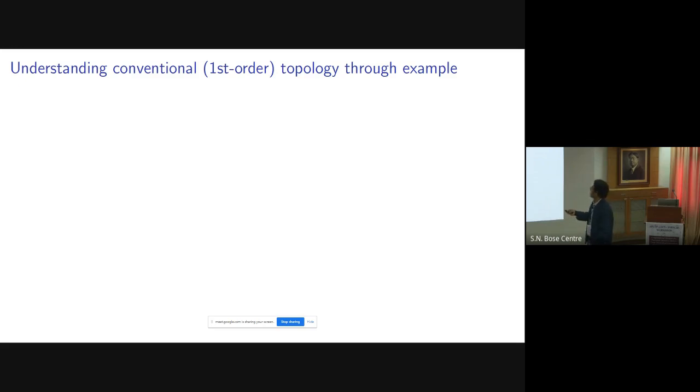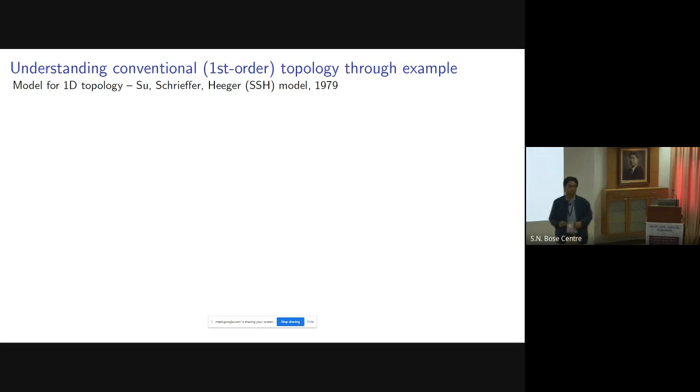All right. So in my experience, I have found this model to be really helpful when you want to understand topology very quickly. This is a model of 1D topology of electrons. It's a famous model named after its founders, Su, Schrieffer, and Heeger, or the model that is now being referred to as the SSH model. It's a relatively old model, but nonetheless, it has a lot of physics, which is nice to see if you want to get a feel of the problem.